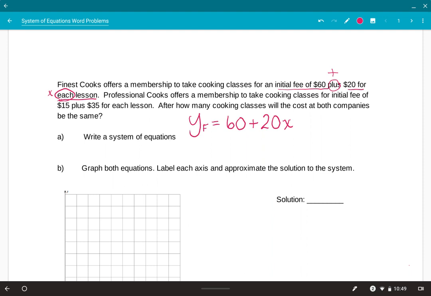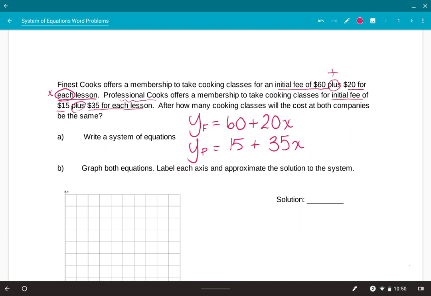Okay. Now, Professional Cooks is offering the same kind of a membership, but initial fee of $15 plus the $35 for each lesson. See if you can write that equation. And we get Y. I'm going to put a little p so I know it's Professional Cooks. So we have to pay $15 plus the $35 for each lesson. So we have our two equations.